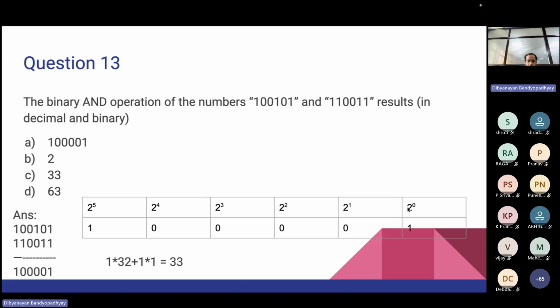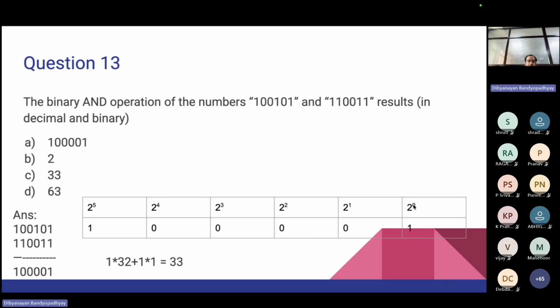This is the 0th position, so you write 2 to the power 0. This is the first position, you write 2 to the power 1. This is the second position, you write 2 to the power 2. This is the third position, you write 2 to the power 3. This is the fourth position, you write 2 to the power 4. And this is the fifth position, you write 2 to the power 5. Do not think about this line now. You just write this line, starting from right to left. Is it clear? Yes.